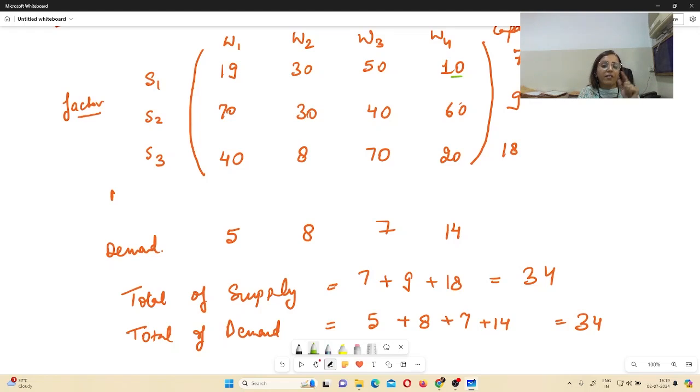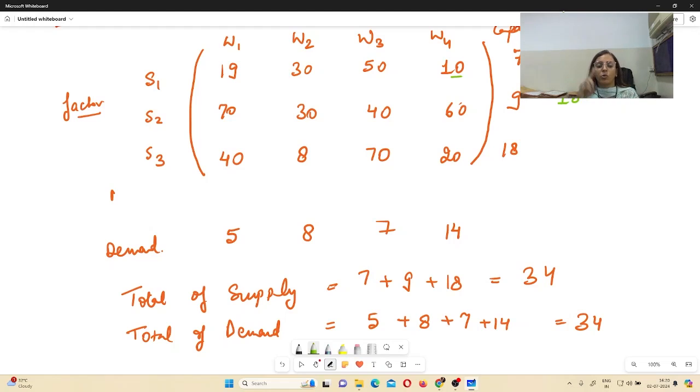Right. Same with S2. Find the two lowest values, that is 30 and 40. Then the penalty is 10. Right. Same with S3. The lowest values are 8 and 20. That will be 12. So we write 12 over here. So we found the first penalty for each row, right? For the first scenario.